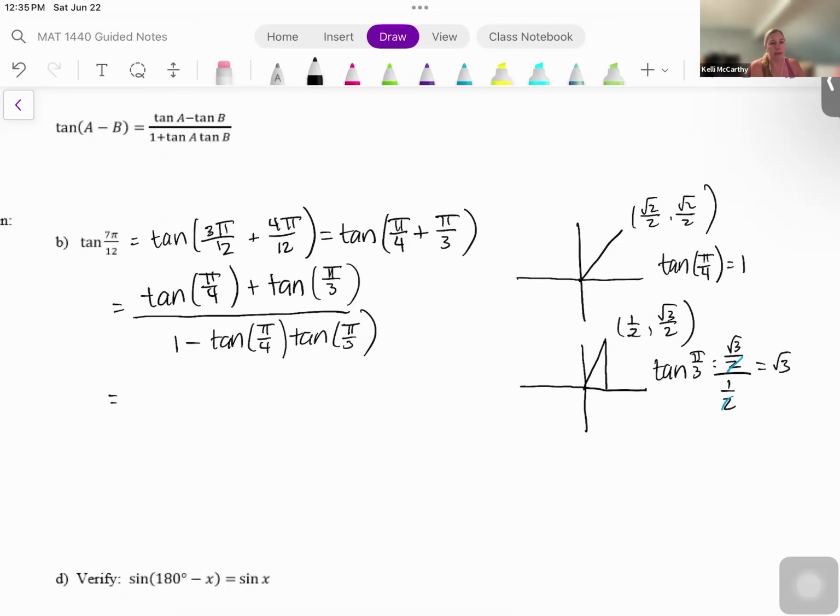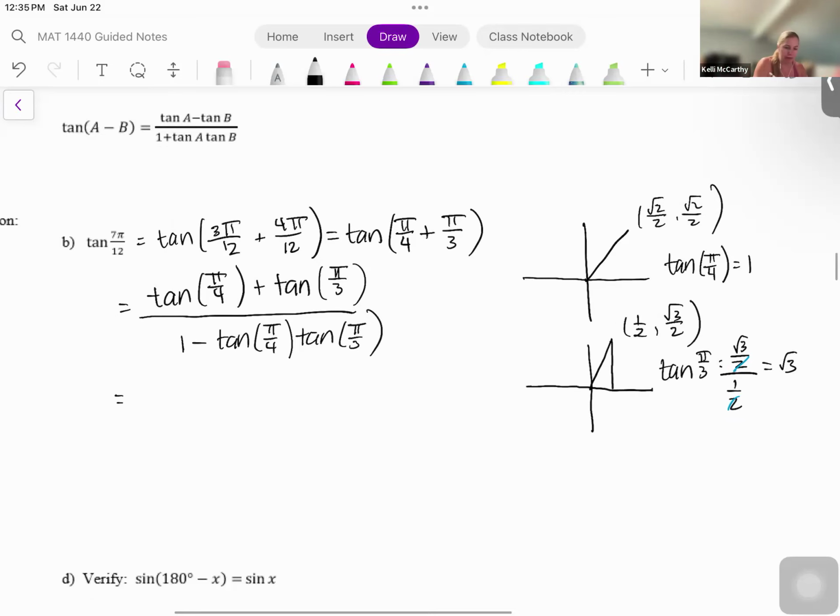All right, so going back to my expression, tangent of pi over 4 is 1, tangent of pi over 3 is the square root of 3. Oh, I'm sorry, this is 1 plus the square root of 3 over 1 minus 1 times the square root of 3. So this is 1 plus the square root of 3 divided by 1 minus the square root of 3.